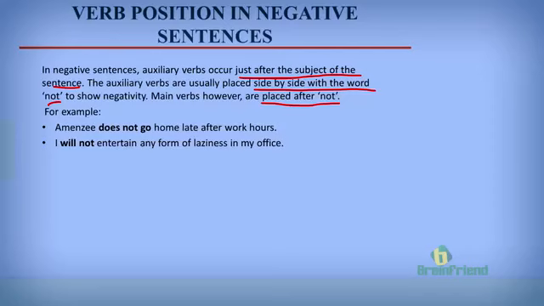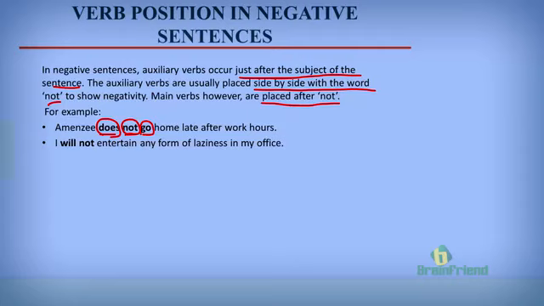For example, Amenze does not go home late after work hours. You find the auxiliary verb does here, and you find the negative word not, and the main verb go. So in negative sentences, you find that after the subject of the sentence, you have the auxiliary verb, you have the word not, which is showing negativity, and then the main verb after not.